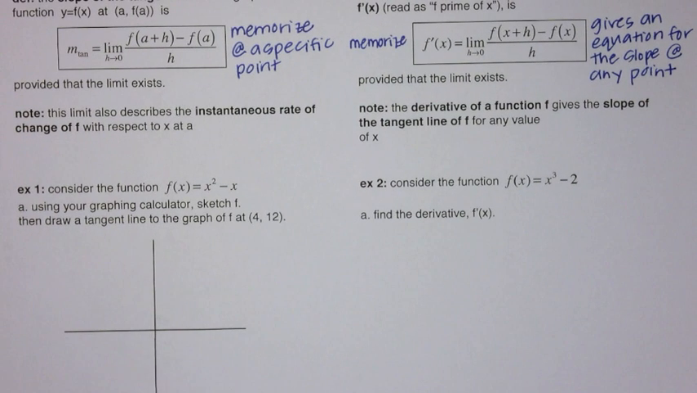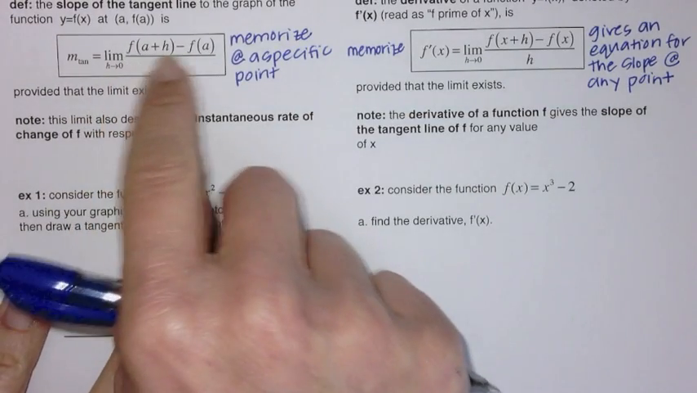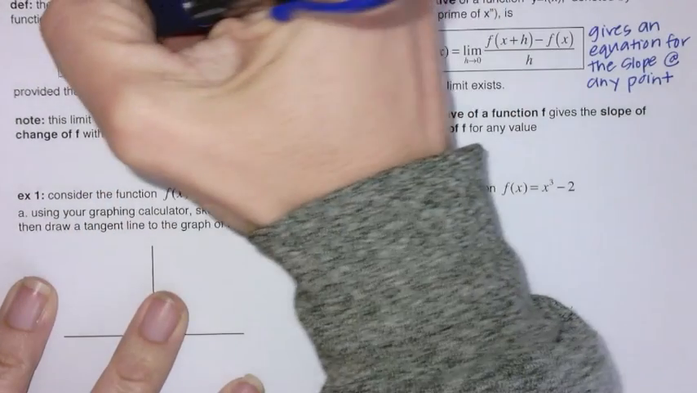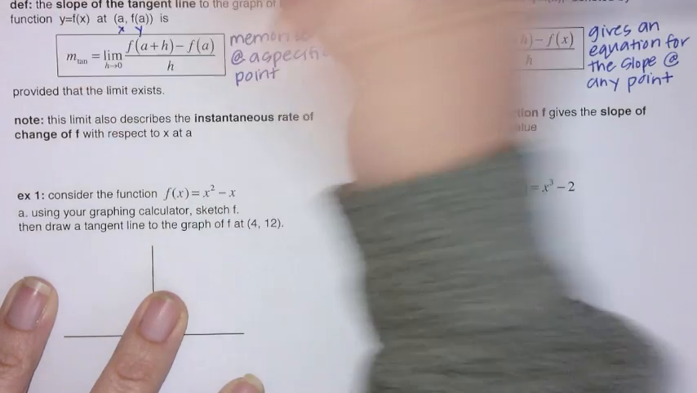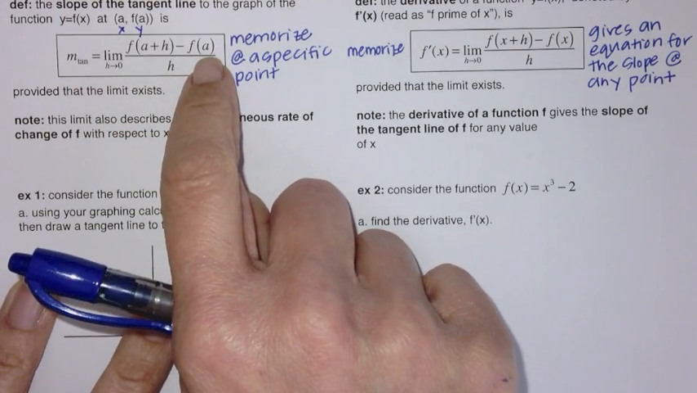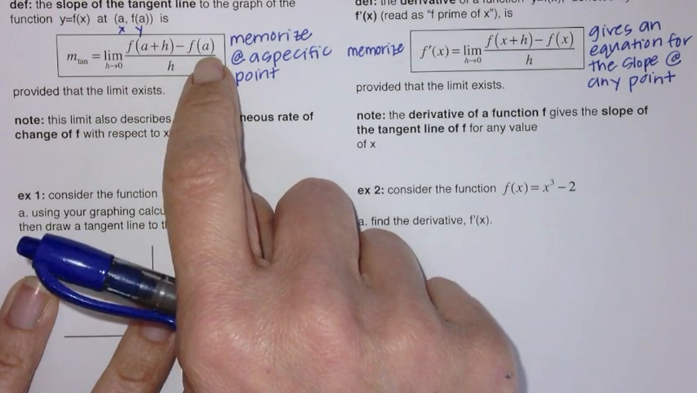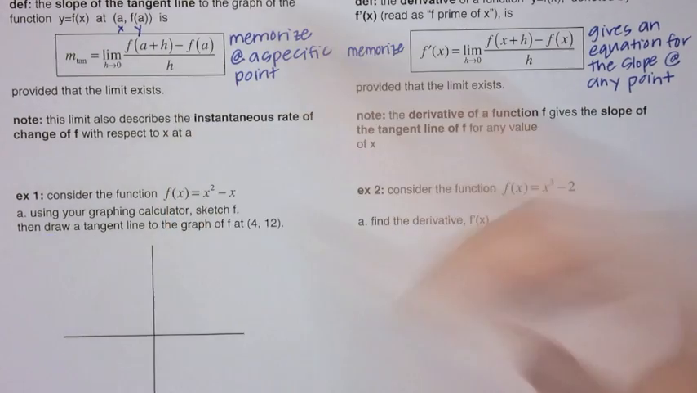So this is also the instantaneous rate of change of f with respect to x at a, and so this one says f of a plus h. The a is going to be the x coordinate of your point, and the f of a is going to be the y coordinate, so you can just know that that right there is your y coordinate of your point. So let's go ahead and get started.